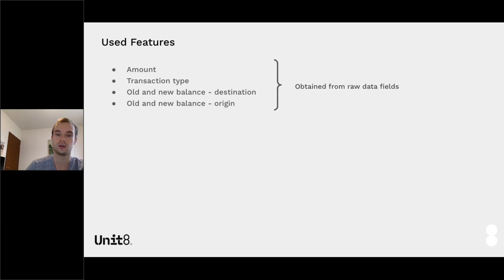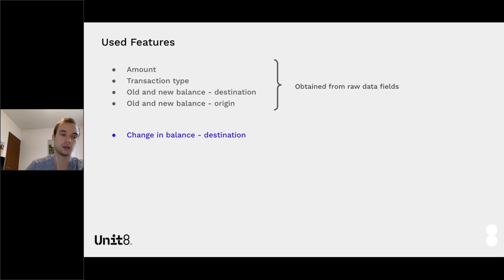So let's start with the features that we just took straight from the data, which is the amount field, the transaction type field, although we did have to perform one hot encoding here, and the old and new balance values for both the destination and the origin.